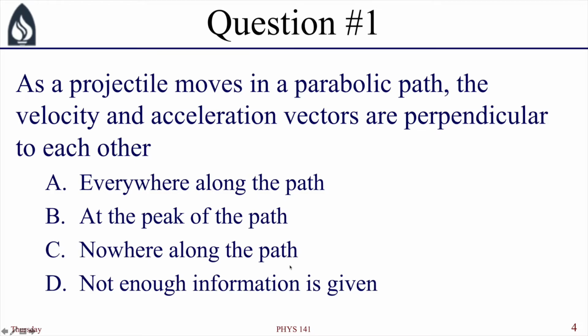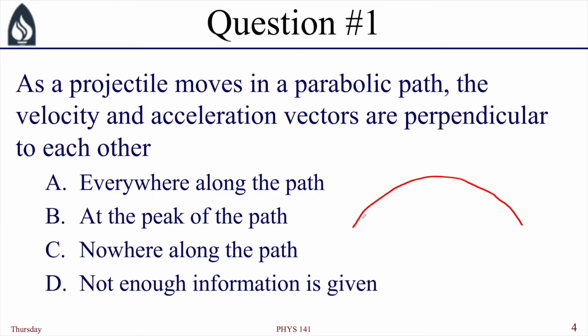Okay, so now that you've selected an answer, let's take a look at this type of motion and these options. So if an object is moving in a parabolic path, then that means its motion looks something like this. You have a parabola that the object is traveling along. The acceleration, what direction is the acceleration?